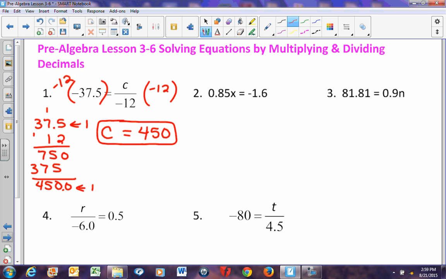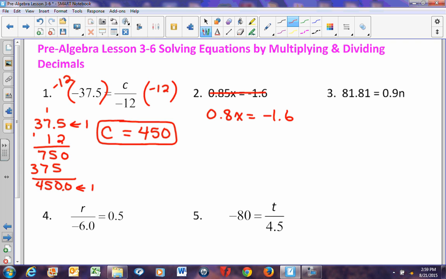Got it. Number 2, 0.85x is equal to negative 1.6. I'm going to change this problem to 0.8x. Let's just change this problem. 0.8x is equal to negative 1.6. The other one wouldn't work out very nicely. It would be a really ugly number.